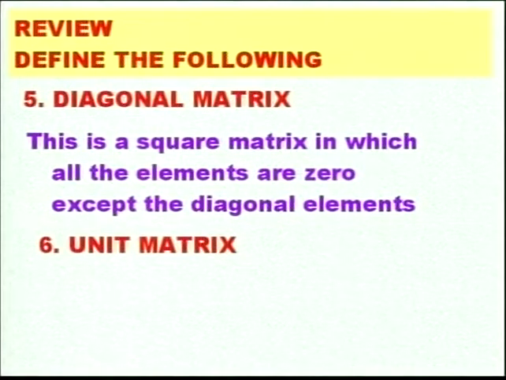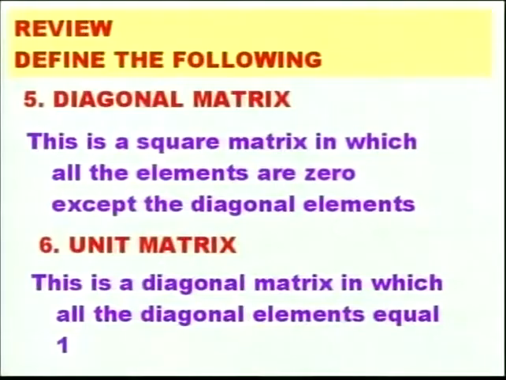All right, the last type of matrix is a unit matrix. Kiapin, tell us what that is. This is a diagonal matrix in which the diagonal elements equal 1. Okay, it's a diagonal matrix in which all the diagonal elements are equal to 1. Okay, good. So those are the 6 types of matrices that we looked at in our last lesson.